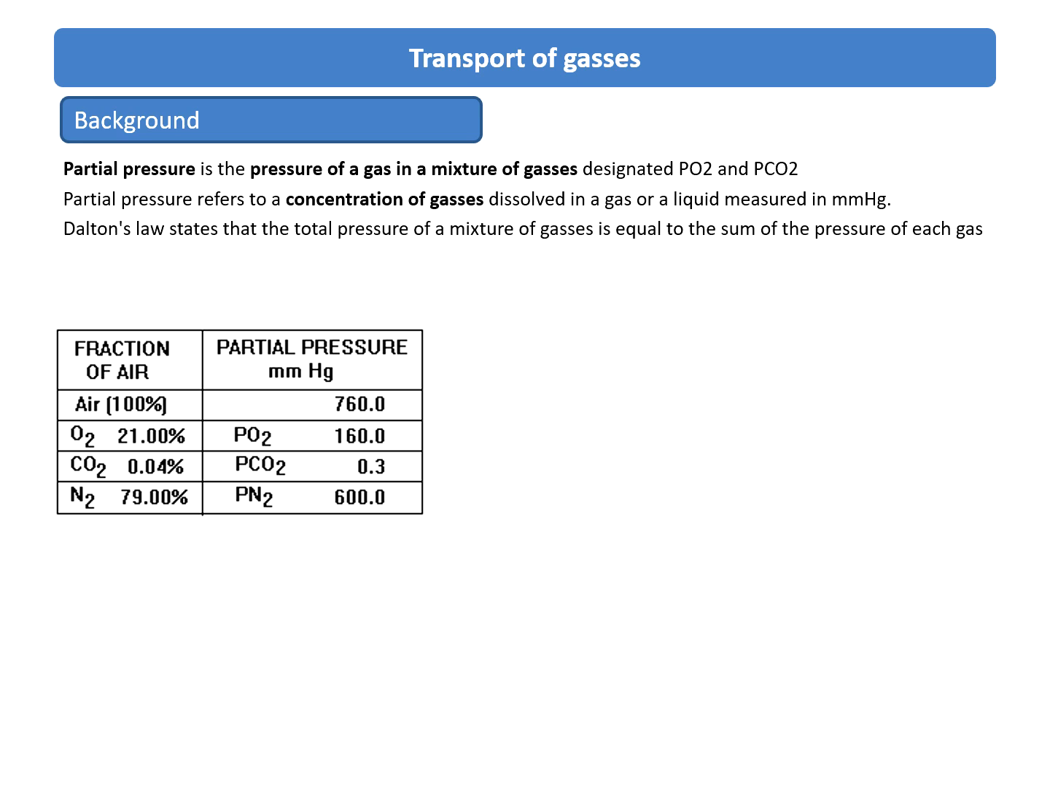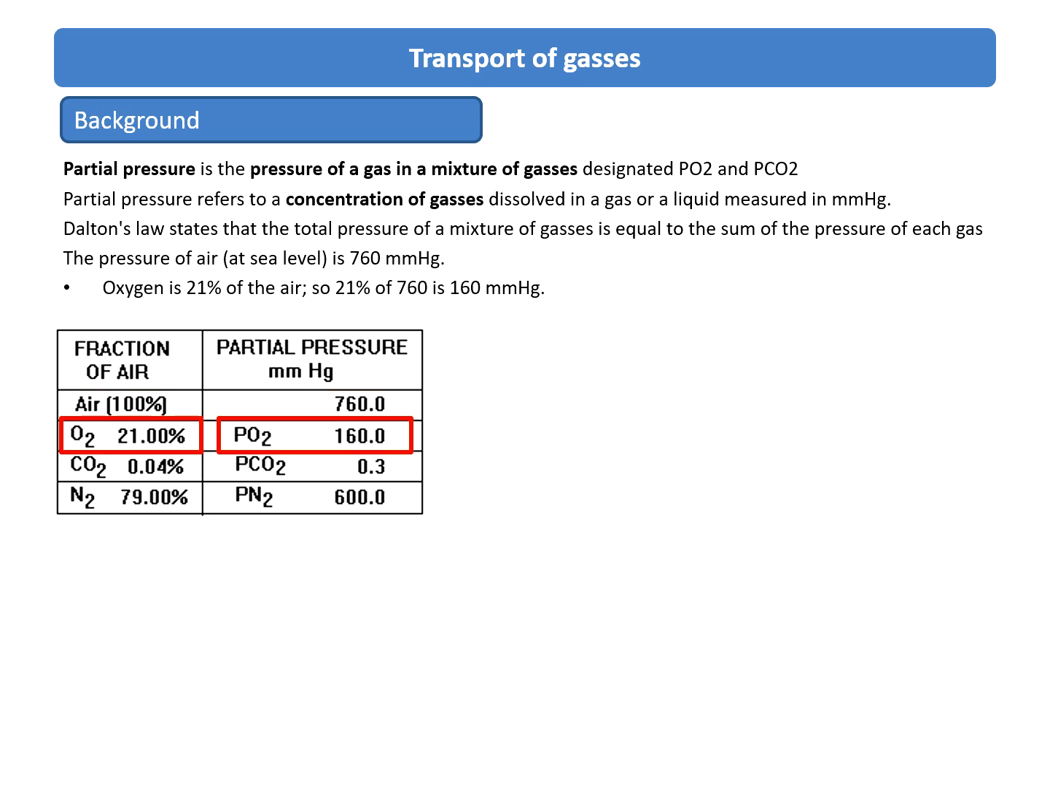Dalton's law states that the total pressure of a mixture of gases is equal to the sum of the pressure of each gas. For example, pressure of air at sea level is 760 millimeters of mercury. Air is composed of oxygen. 21% of the air is oxygen, so 21% of 760 is 160 millimeters of mercury. That's the partial pressure of oxygen in the atmosphere.